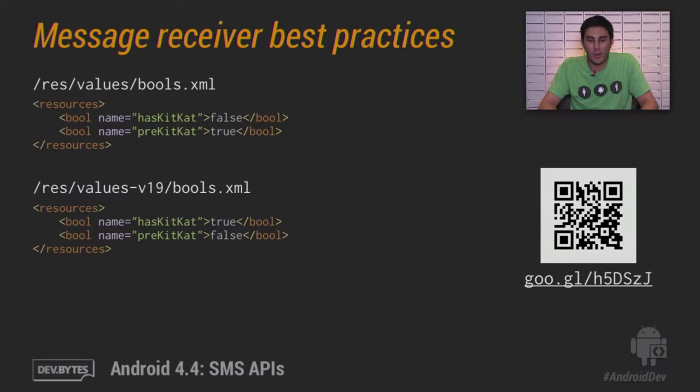So let's quickly look at how you would implement the Boolean method. Here you see we've created two Boolean XML files in our resource directories, one under the default res values directory with two values, has KitKat and pre-KitKat. We've additionally created another one in values-v19, which means any devices running on Android 4.4 KitKat or above will automatically load this resource file instead. And you can see we've set has KitKat to true and pre-KitKat to false.